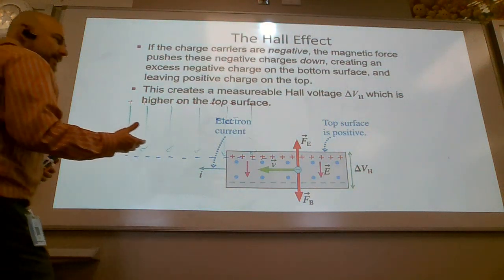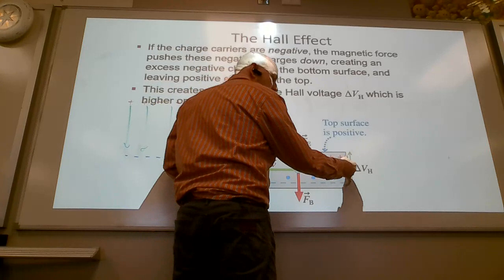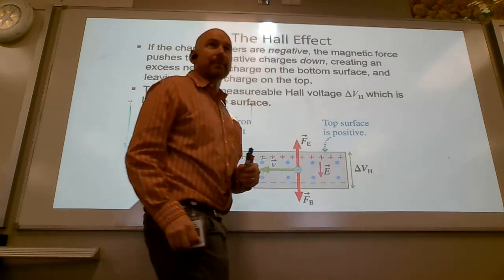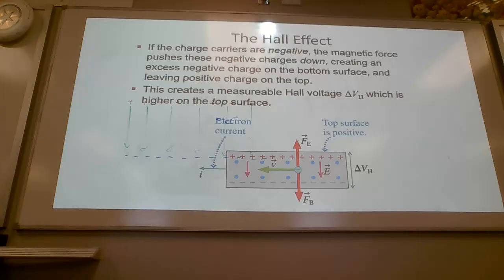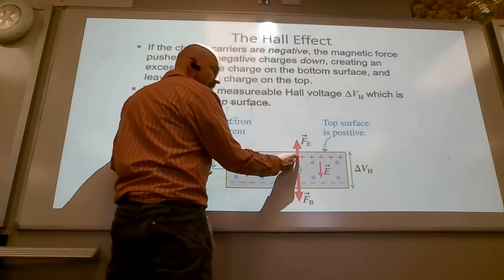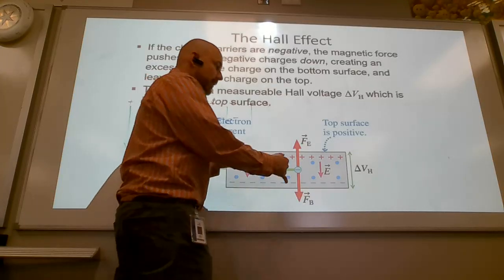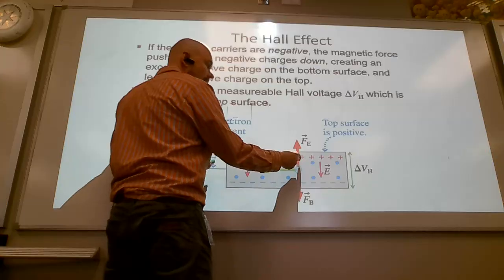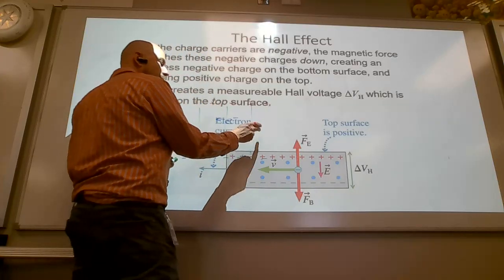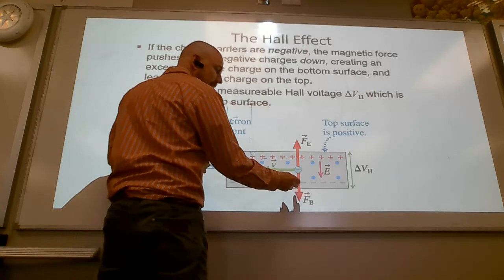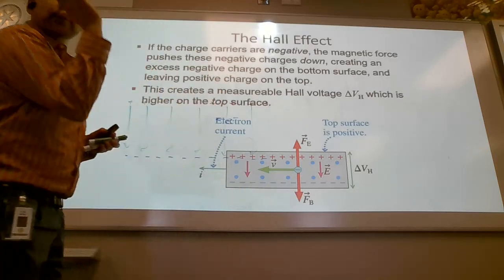What this causes is an electric potential difference across this conductor because of that polarization. It's going to polarize until the electric force is equal to the magnetic force. It'll continue to shift until the force from the electric field developed cancels out the magnetic force.